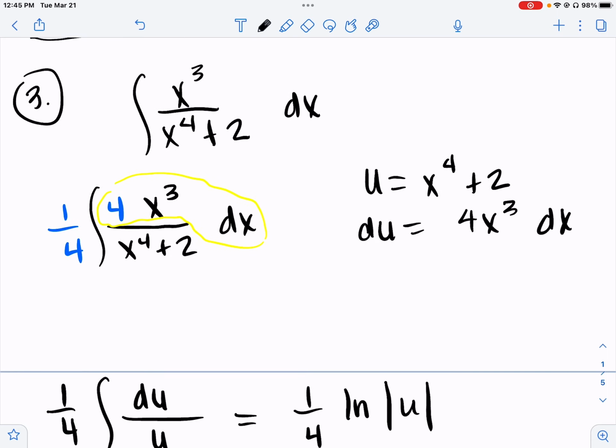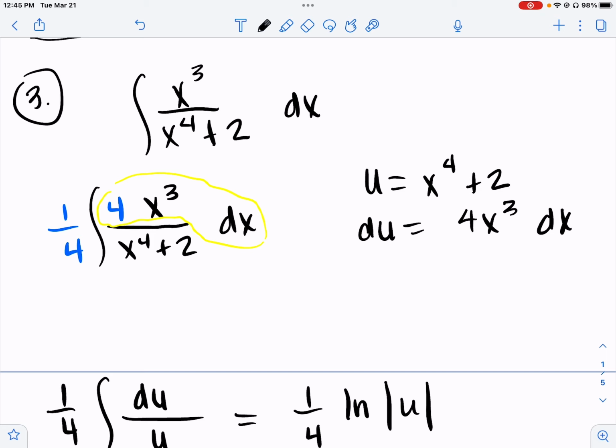Number 3, we're going to integrate. We see that we've got a 3 power and a 4 power on bottom, so that's probably going to be an ln. So u is the bottom. Du is 4x cubed dx. We don't have the 4. Multiply in the 4 and 1/4 outside to balance.